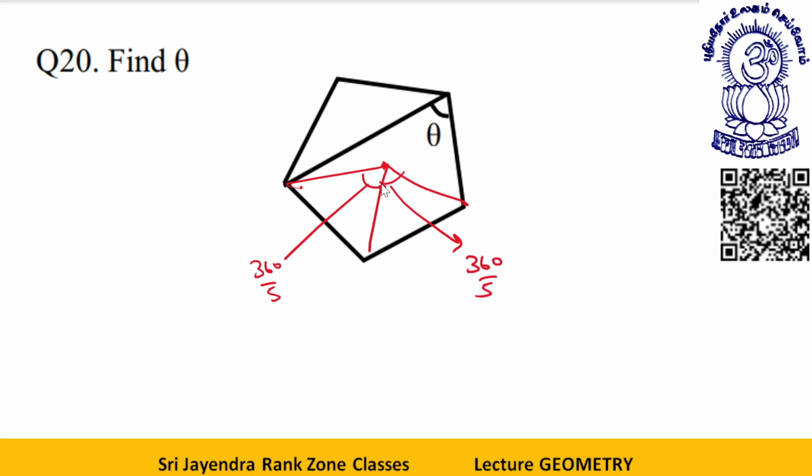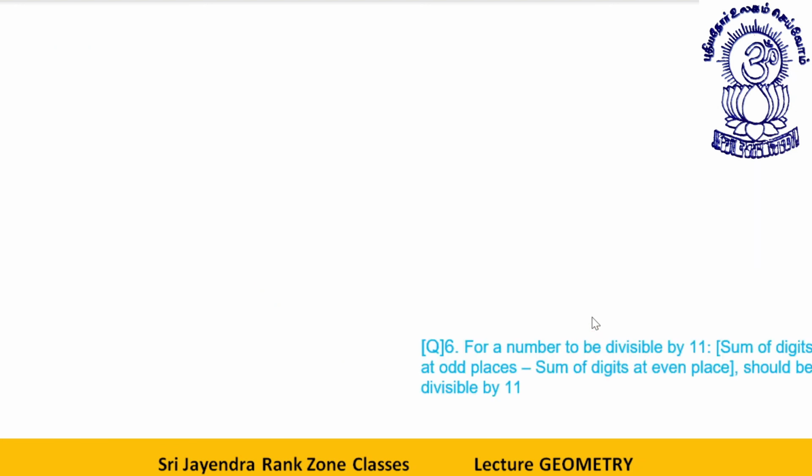So combined together, this angle will be what? Double of 360 by 5. But I'm talking about the angle at the center. So the angle at the circumference, at this point, will be half of this. The 2 and 2 cancel, so that gives you 72 degrees. Okay. Next question.